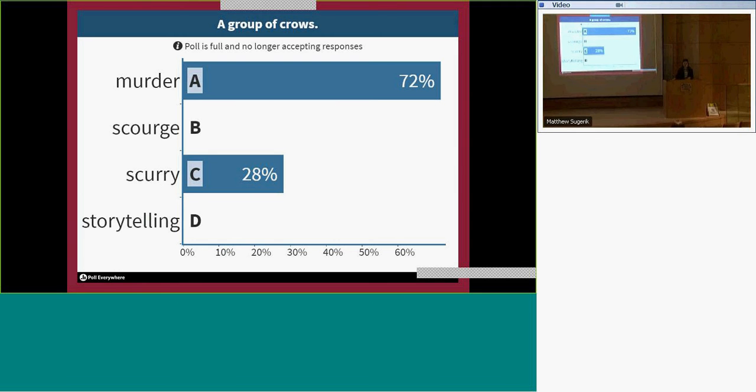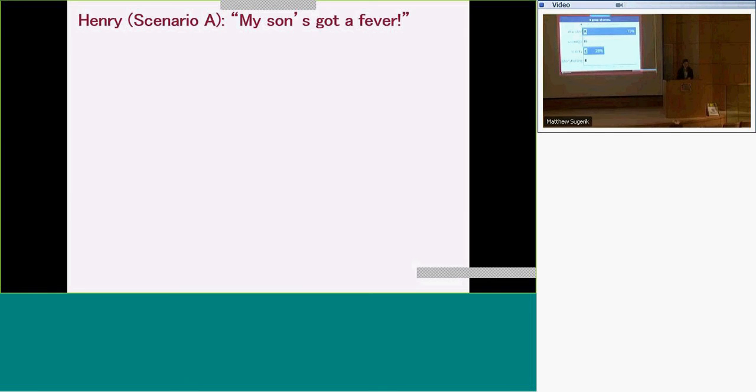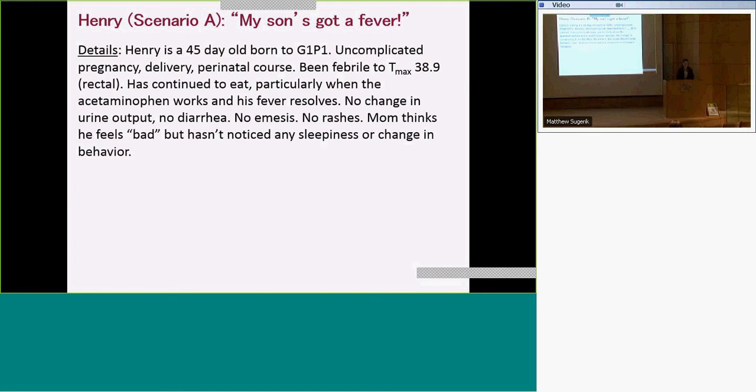So it is a murder of crows. Don't ask me why. All right, so let's talk about Henry in scenario A. Henry's 45 days old, completely unremarkable past medical history for a 45-day-old. Nothing exciting about his birth history. He's febrile to 38.9. But otherwise, he's completely the same. You can read it if you don't believe me.